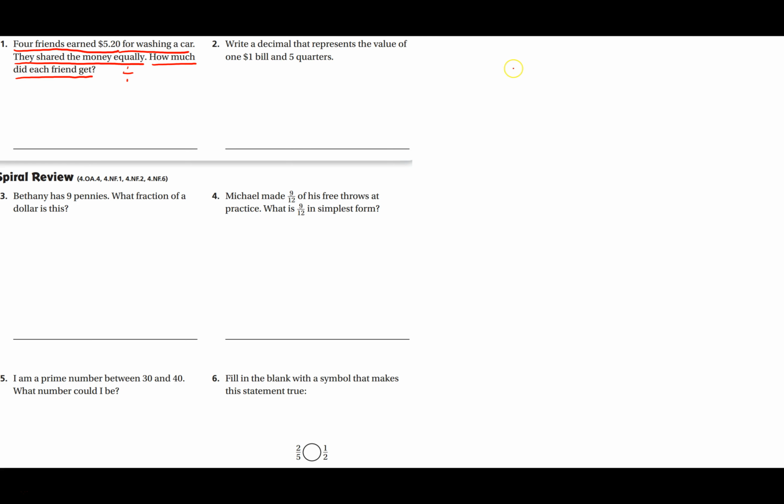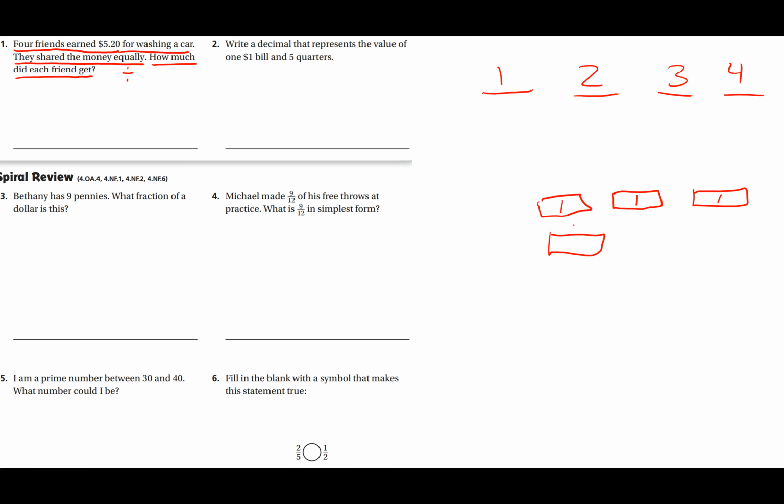Well, let's draw the 4 friends. We don't know their names, so we'll just say friend 1, friend 2, friend 3, and friend 4. And we are sharing $5.20, so again, I can model that. Here's $1, $1, $1, $1, that's $4, $5, and then 20 cents. Well, I know the shortcut.